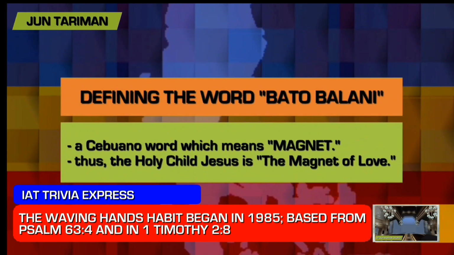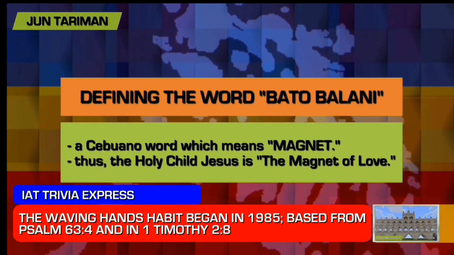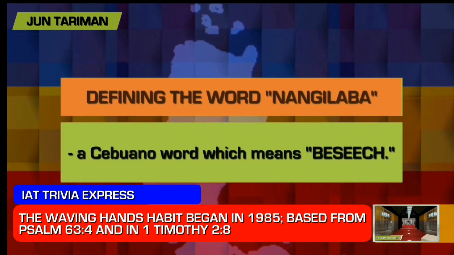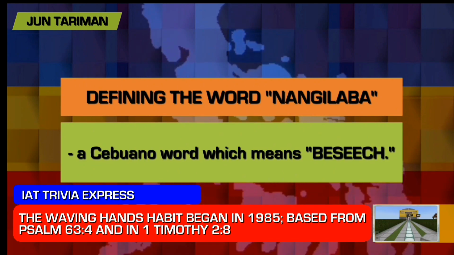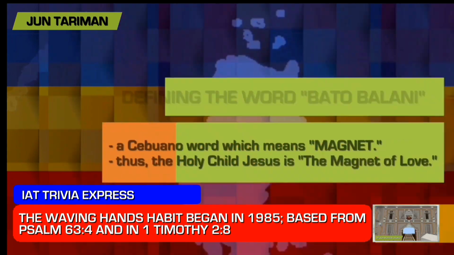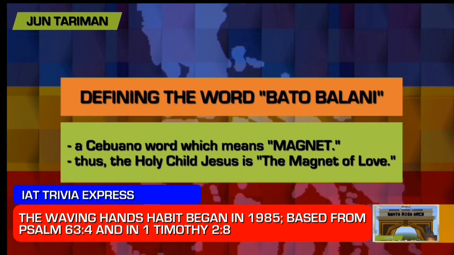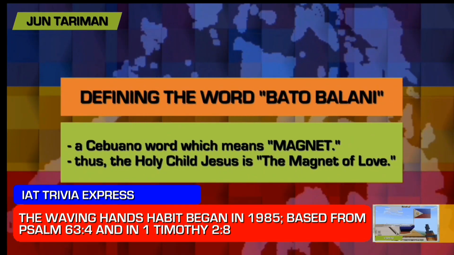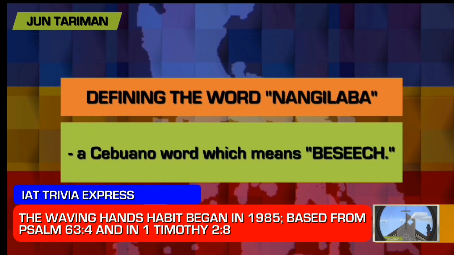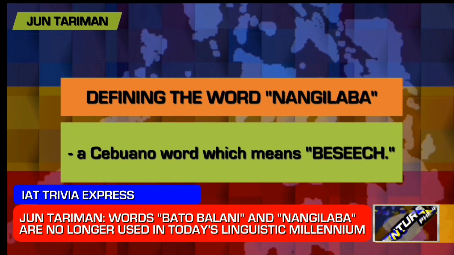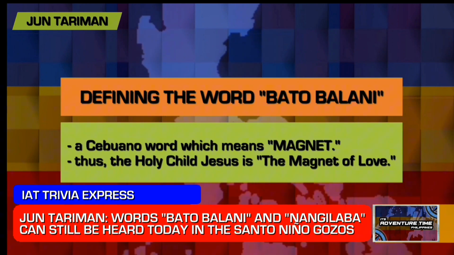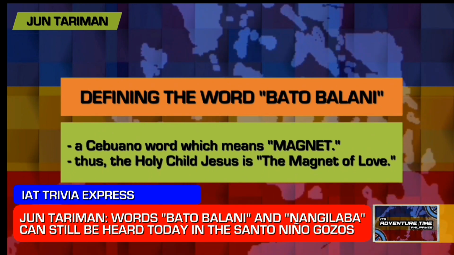The word Batobalani means magnet, thus the Holy Child Jesus is the magnet of love, while the Cebuano word nangilaba means beseech. Cebuano linguist and journalist June Tariman, in his report in Cebuano News of Solar News Channel, which is now the present CNN Philippines, said the words Bato Balani and Nangilaba are no longer used in the Cebuano language in today's millennium. Nevertheless, we can still hear these words at the famous Santo Niño Gozos.